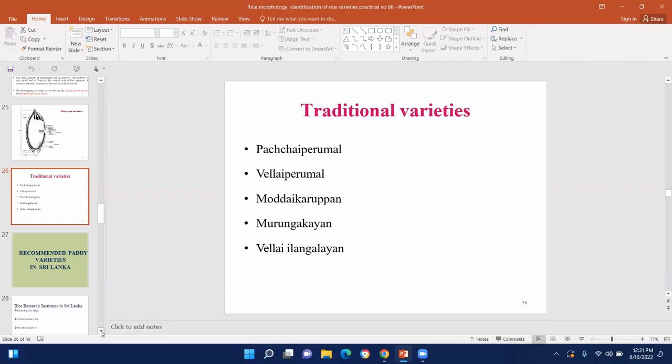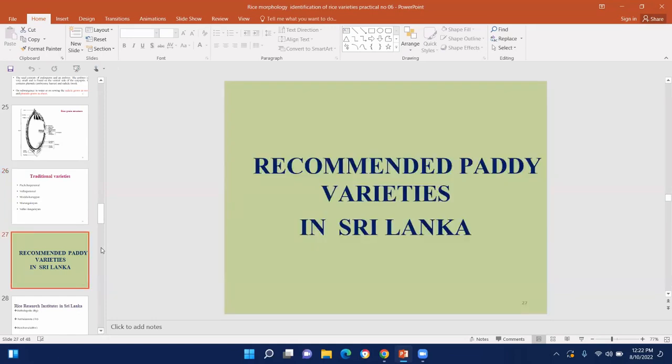Now you know, no? What is the color of Mottai Karpan? Black, no? Okay. Then, recommended paddy varieties in Sri Lanka.